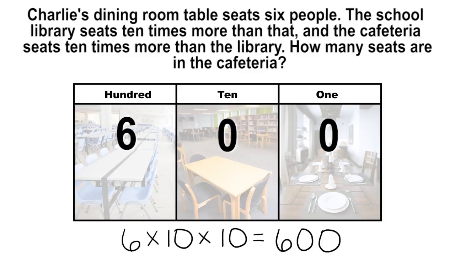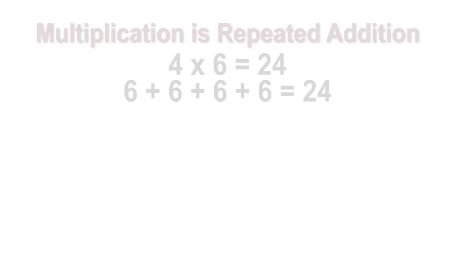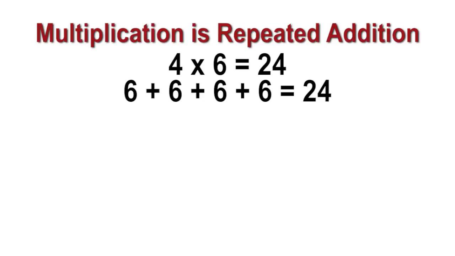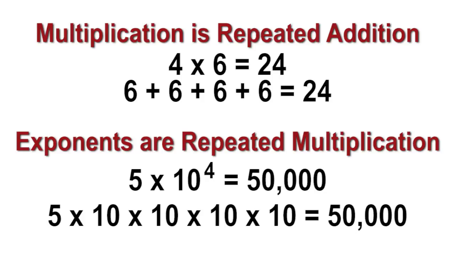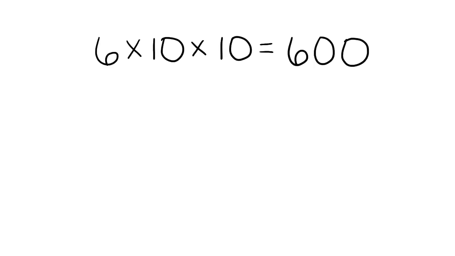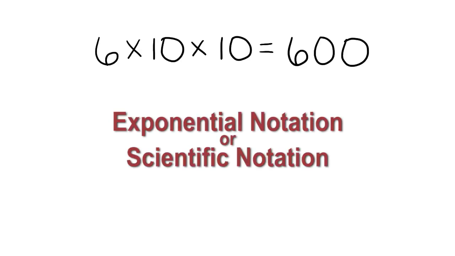Writing the equation this way with repeated tens is not very efficient. In 3rd grade, students learned that multiplication is a more efficient way to write and solve repeated addition problems. However, now instead of repeated addition, we're working with repeated multiplication. Exponents are an efficient way to write equations with repeated multiplication. For instance, in this problem, 6 times 10 times 10, we are multiplying 6 by 10 2 times. We want to write this in exponential notation.